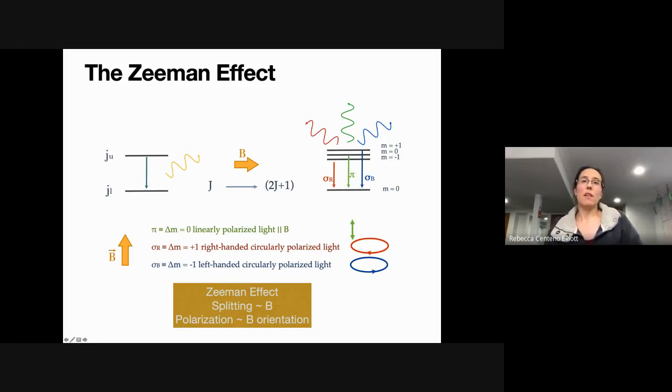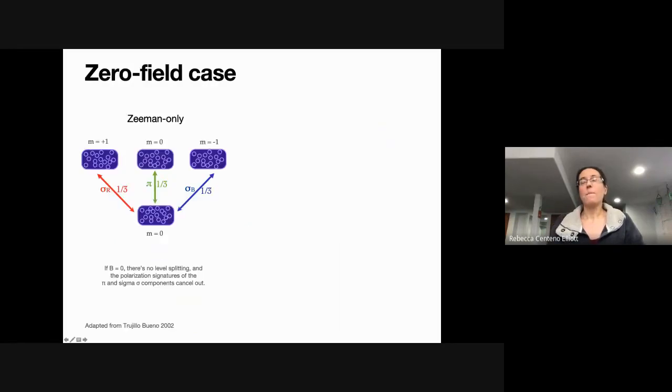And the polarization signatures that emerge from this effect tell us about the orientation of the magnetic field vector in space. If the magnetic field is 0, if there is no magnetic field, then there is no wavelength split or shift between the pi and the sigma components of the spectral line. And then there are no emergent polarization signatures.